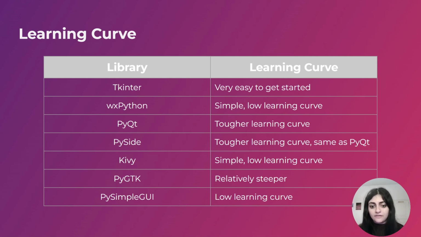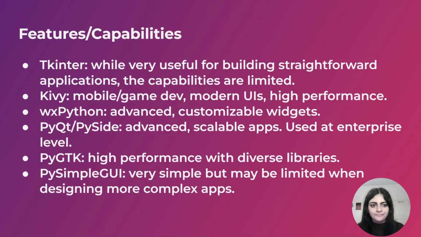Now we have Kivy. So Kivy has a simple and low learning curve. So it's pretty easy to use. It was designed for fast prototyping, as we said before, so it's pretty easy to learn. PyGTK, it's relatively steeper than the others, and it's also not as popular, which makes it difficult to find lots of examples, but it is in general relatively steeper. Finally, you have PySimpleGUI. So PySimpleGUI has a very low learning curve. As I said before, it's designed to be simple and straightforward.